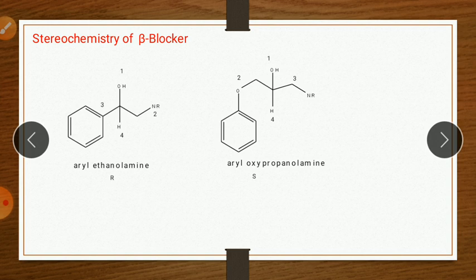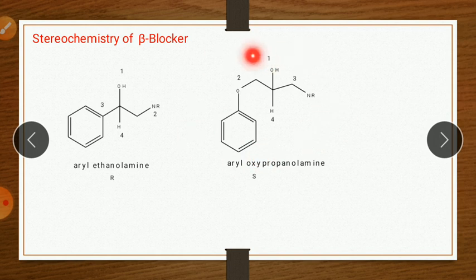so that it properly binds to the receptor. In short, an aryl ethanolamine agonist drug, when it is in R configuration, gives more activity as compared to S, because in this configuration it properly fits to its receptor. But in case of aryl oxypropanolamine, it also binds to the same receptor, that is the beta receptor, but it produces antagonistic activity.